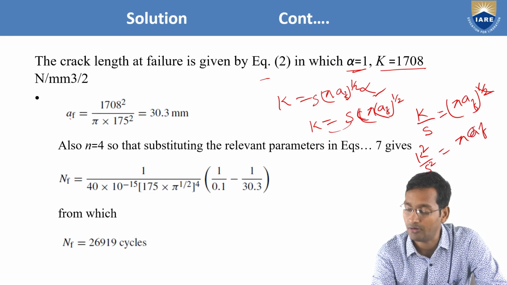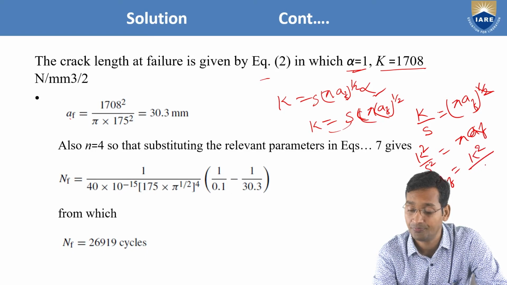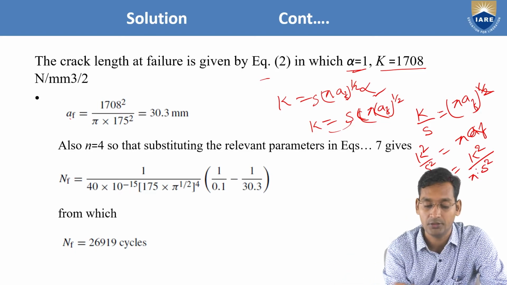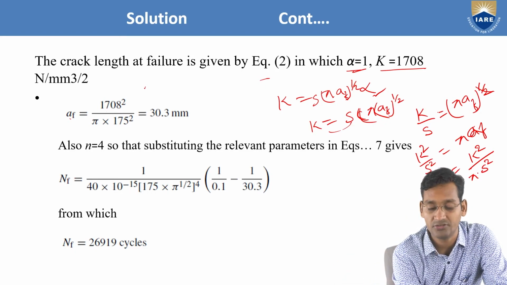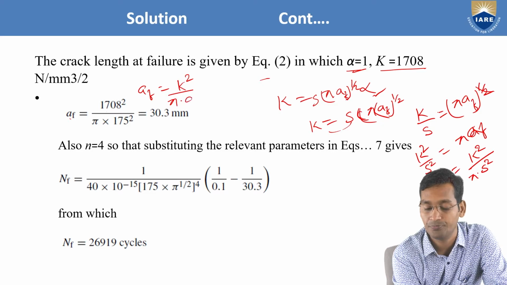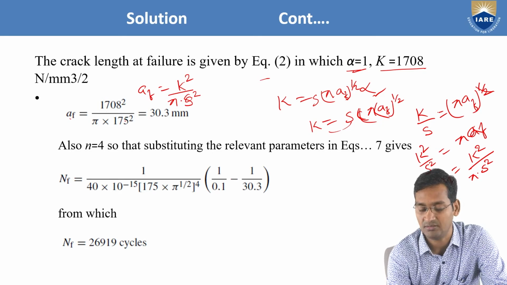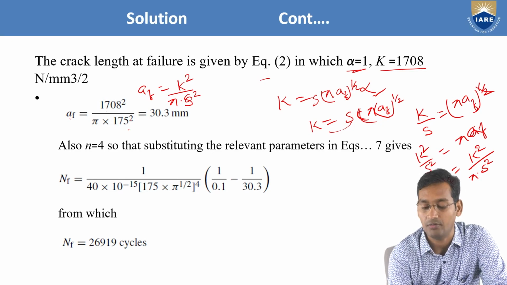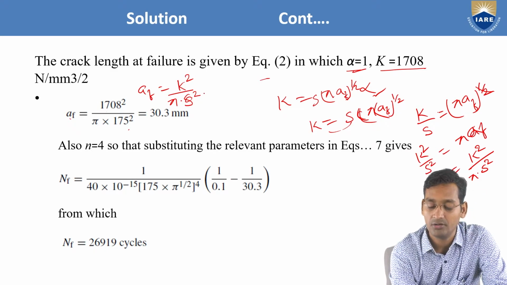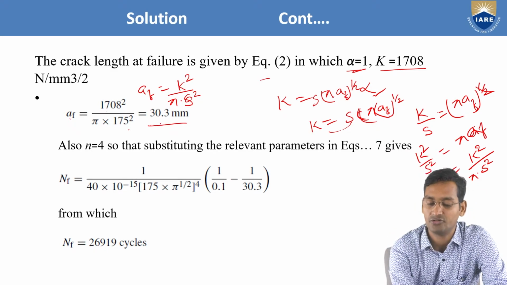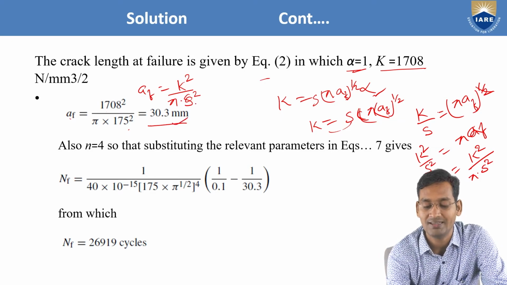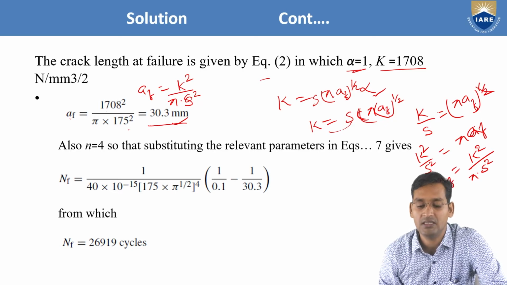So from here Af will be equal to K square by S square into pi. So now our formula is Af equals K square by pi into S square. K is given, pi is pi, and S is given as 175. After putting this in and multiplying, squaring, just by solving you will get Af as 30.3 mm. That is the length of the crack.